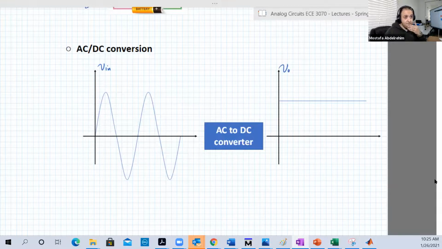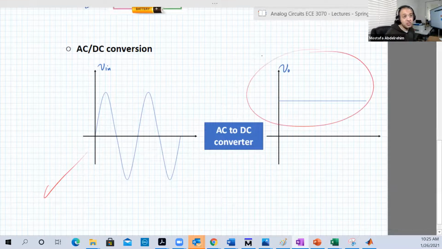Okay? And also handling AC signals is much easier than handling DC signals. That's another reason. So you can have this, but some of your applications need a constant voltage. So here the voltage is changing versus time. Here the voltage is constant versus time, right?